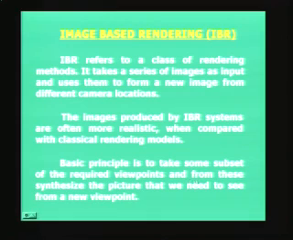As you see the lecture right now in front of me, there is a camera which is recording my lecture. So, that is a viewpoint, and of course, you can have another viewpoint where the camera is shooting from the side. So, these are two viewpoints, and you would like to generate a third viewpoint and simulate it. Okay. So, the basic principle is to take some subset of the required viewpoints, and from these synthesize the picture that we need to see from a new viewpoint. So, that is image based rendering for you.